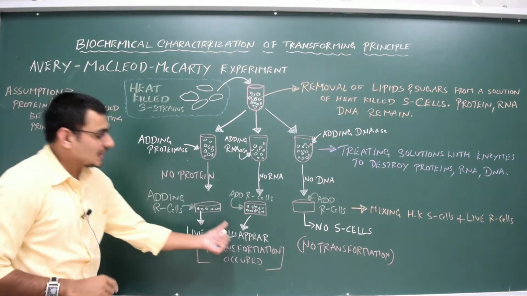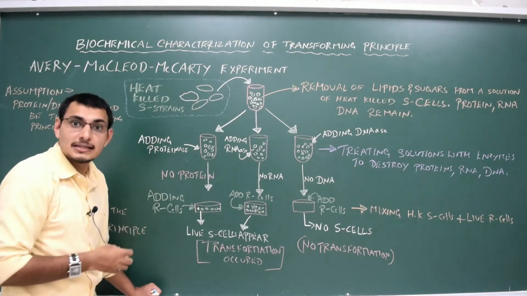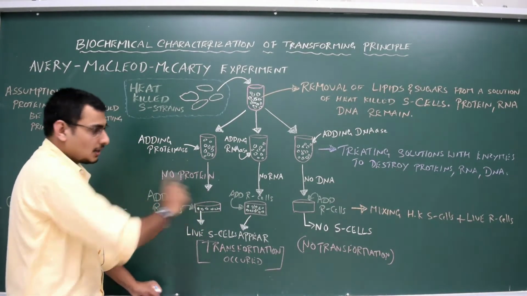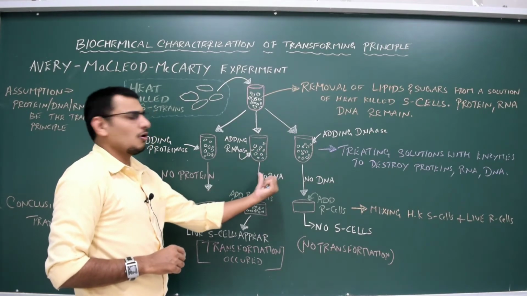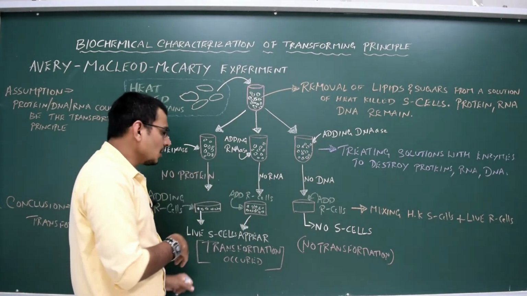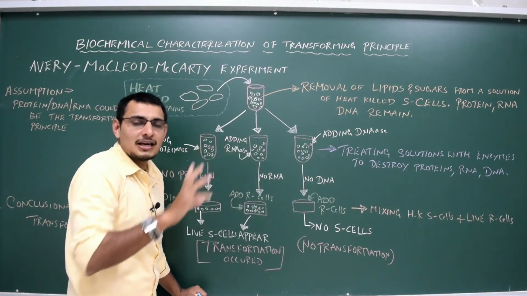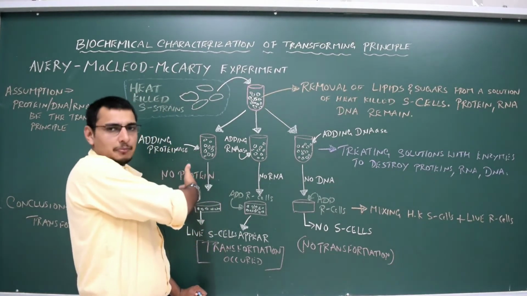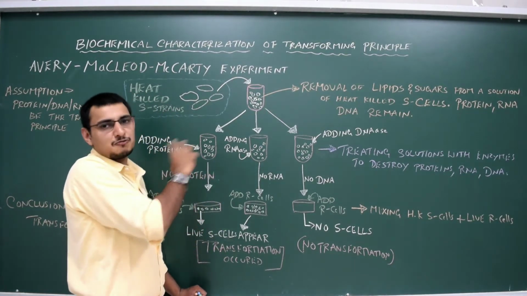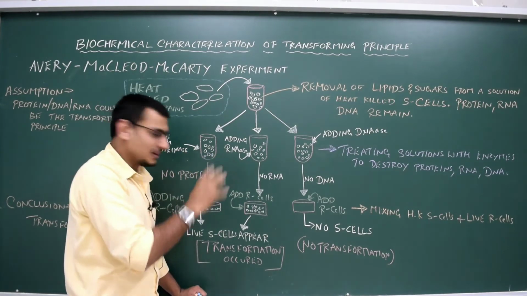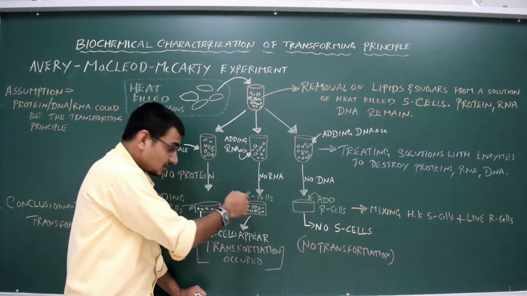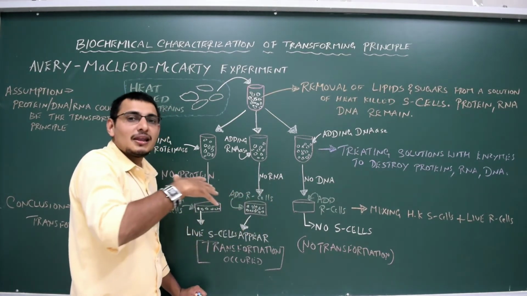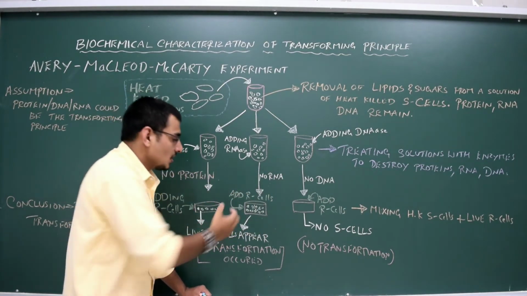Okay, live S cells appear. And in the second case, they added RNase, and obviously the RNA is removed now. So what is remaining now? Protein as well as the DNA. Obviously they came to the conclusion that protein is not the transforming principle. What is remaining now? DNA. Okay. And again they got the same result, that is R cells got transformed into live S strains. So that is the thing.